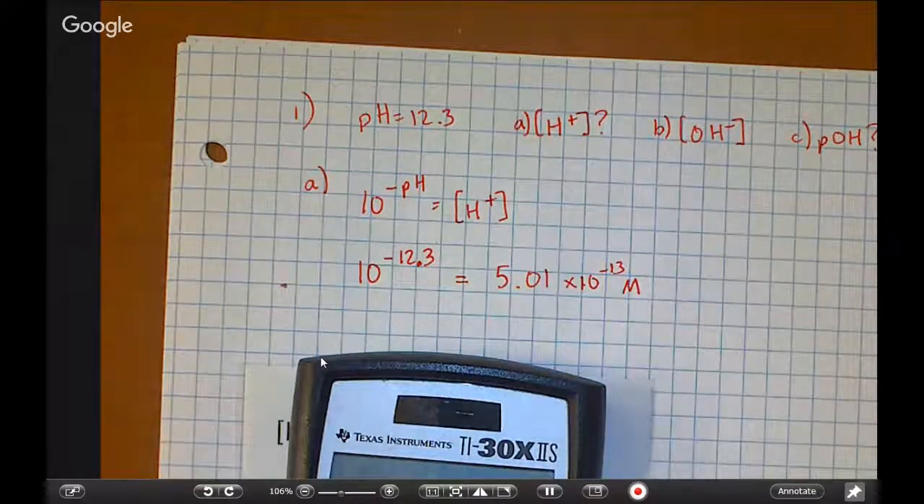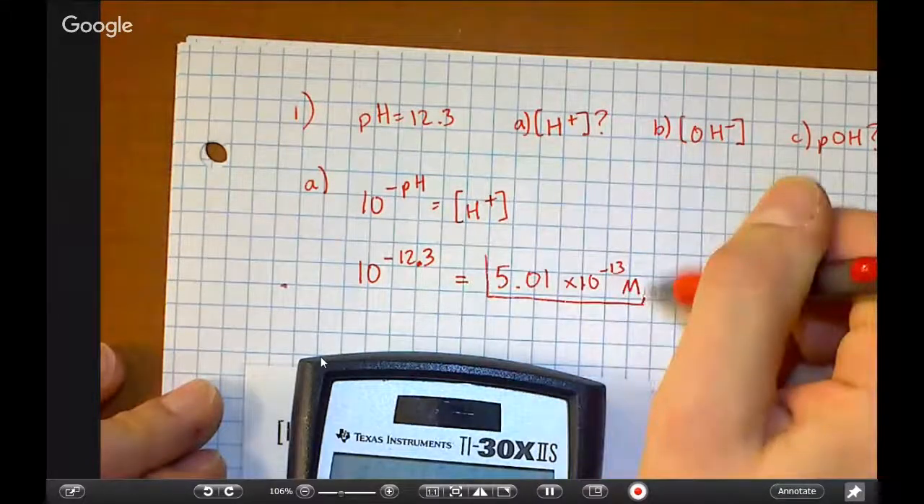This number does make sense because if the pH is 12.3, does that mean it's acidic or basic? It means it's basic. So if it's basic, which means it's not very acidic, we have a very low H plus concentration. Because if H plus is very concentrated, then we have a low pH, which says it's acidic. But if the pH is high, then we're basic, not acidic, so the H plus should be low. So there's our answer to A.